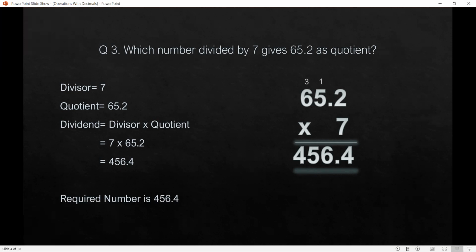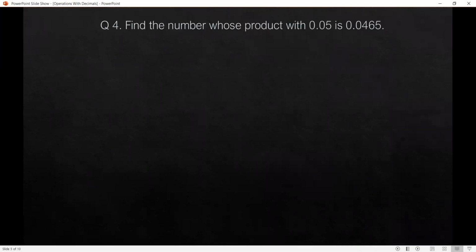So we will multiply 65.2 by 7 and we will get 456.4. So the required number is 456.4. We can say the required number, or we can say the dividend also. Both are the same. When the divisor is given and the quotient is given, we multiply these two and find the dividend. And if any remainder is there, we will add the remainder also. But in this question, there is no remainder. So we will multiply these two only.